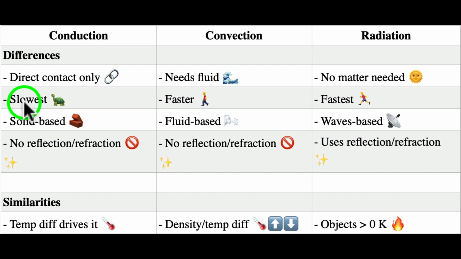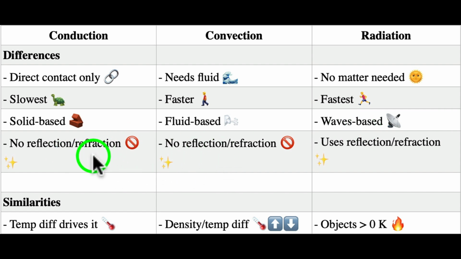In terms of speed, conduction generally is the slowest. It takes the longest time for it to happen. Convection happens even faster, but radiation happens the fastest. Conduction, as I mentioned before, is generally solid-based, so you need some solids, whereas convection often happens with fluids, or it can happen with some gases, and radiation happens via waves, as I mentioned as well.